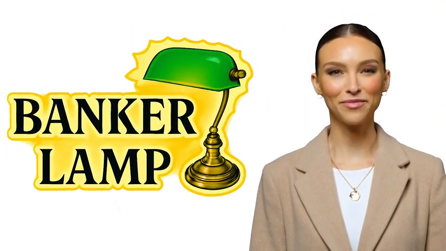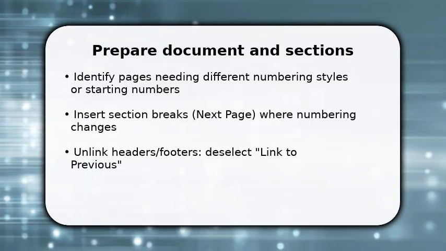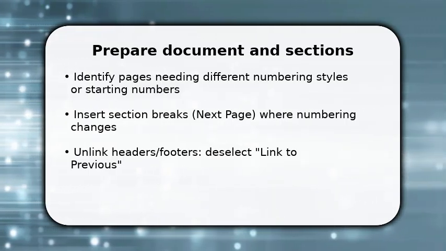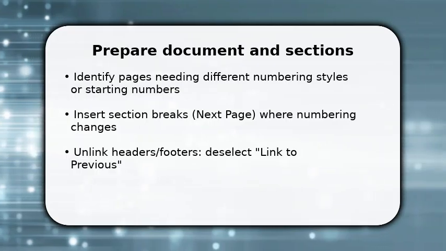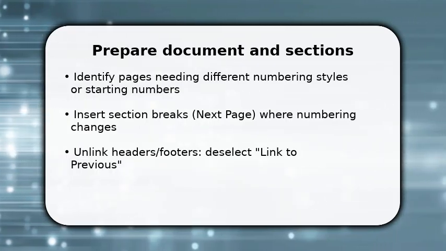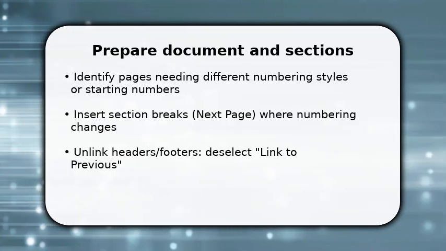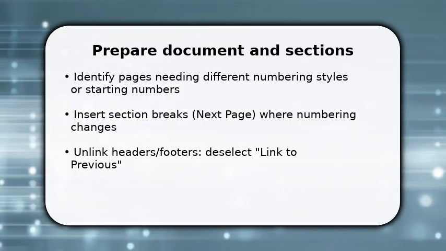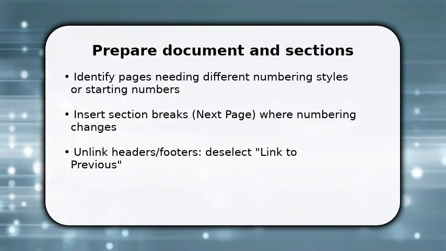Please enjoy the video. You start by choosing the pages that must differ and inserting a section break at the end of the preceding page. This creates separate flow for numbering. Once done, open header and footer and deselect link to previous to isolate the new section, because connected headers carry numbers across. Make sure you saved a copy before changes.